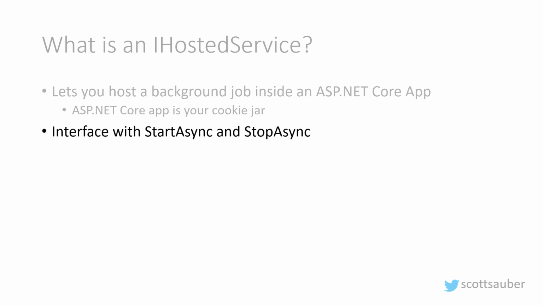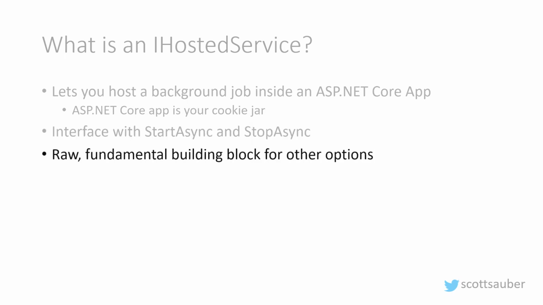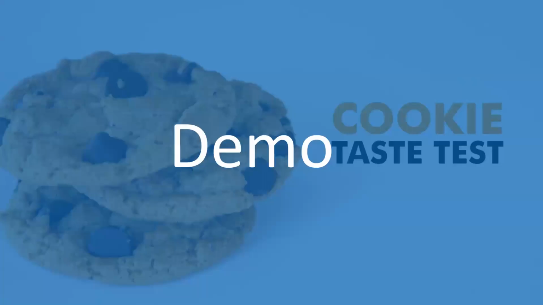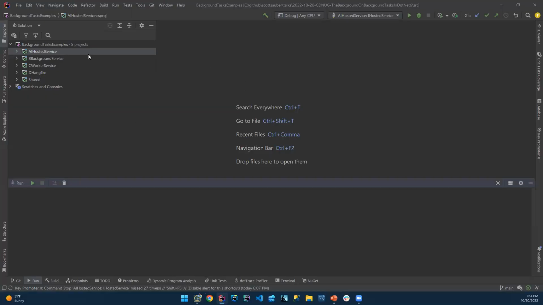As you might guess from the name, IHostedService is simply an interface, and it's got a StartAsync and StopAsync method. We'll take a look at that in a second. An important part of IHostedService is that it's a raw, fundamental building block for a lot of the options that we'll talk about later. It's pretty simple. You just register it through dependency injection using services.AddHostedService<T>, where T is the thing that implements the IHostedService. Let's go ahead and look at a live demo.